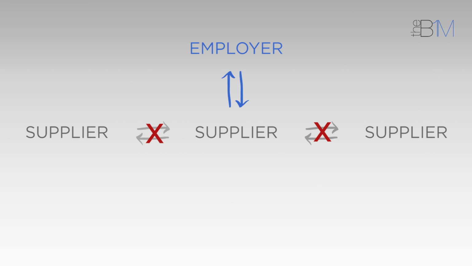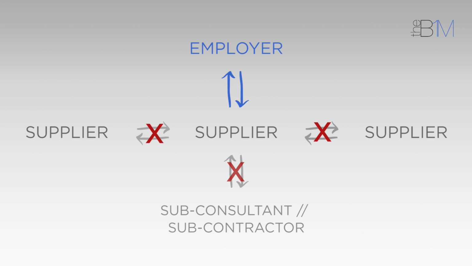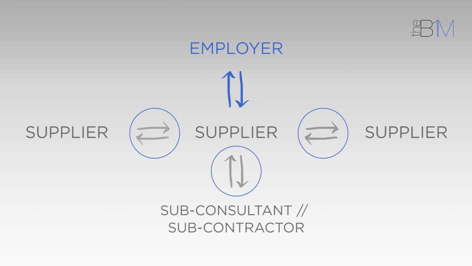It's based on the direct contractual relationship between the employer and the supplier. It doesn't cater for any rights or liabilities between different suppliers. Where a supplier is dependent on another, or on a subconsultant or subcontractor, to fulfil their obligations, those conditions need to be reflected in the agreements made between them.